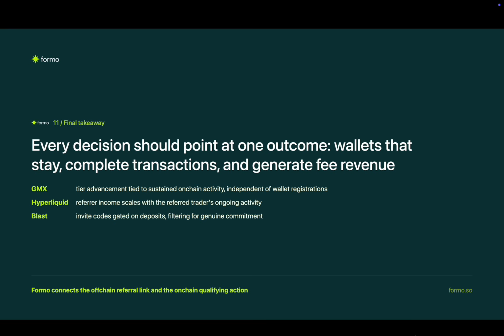Because in DeFi, wallet count is easy to manufacture. Sustained on-chain activity is much harder, and that's the signal that matters.